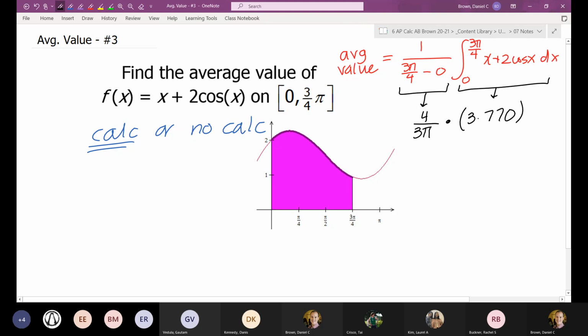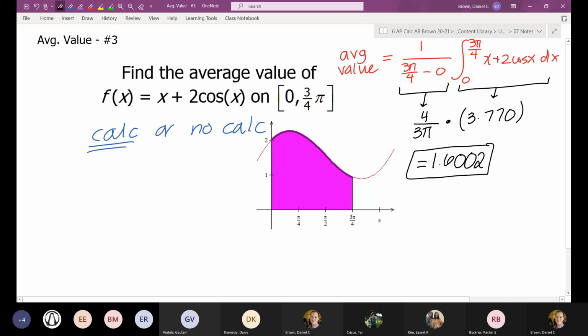Divide by b minus a. Well, b minus a would just be 3 pi over 4. 1 over that is going to become 4 over 3 pi. I'm just going to multiply that by 4 divided by 3 pi in parentheses. And what you should get is the average value is 1.600. If you round to 3 places, that last number is 2.